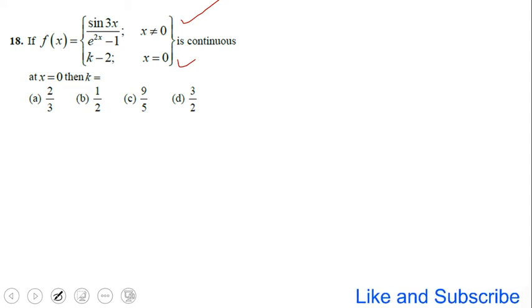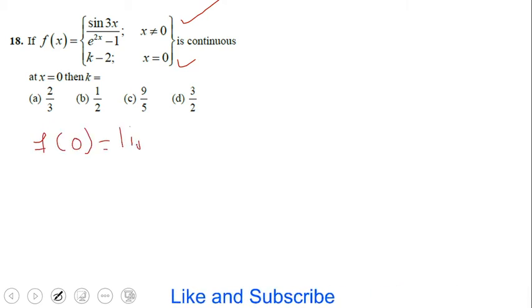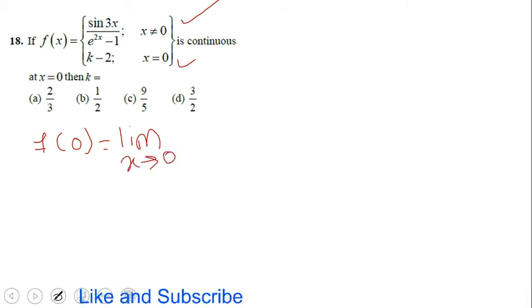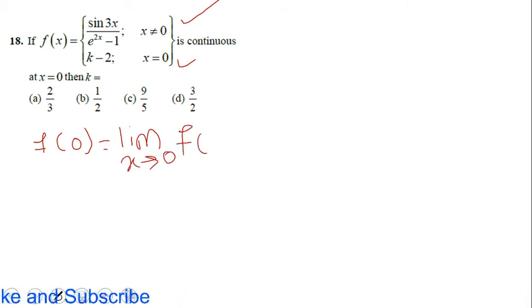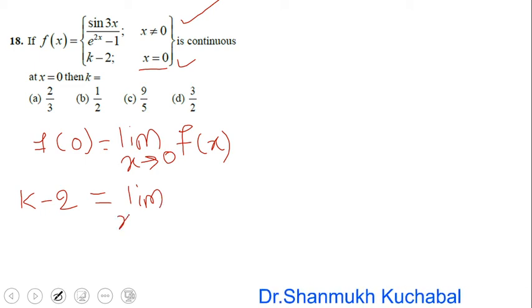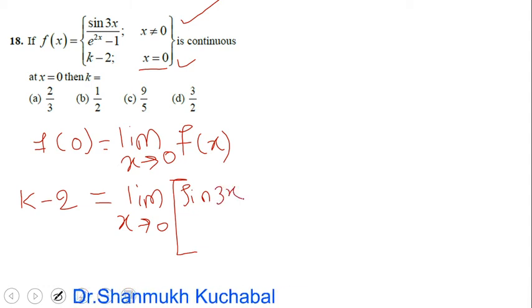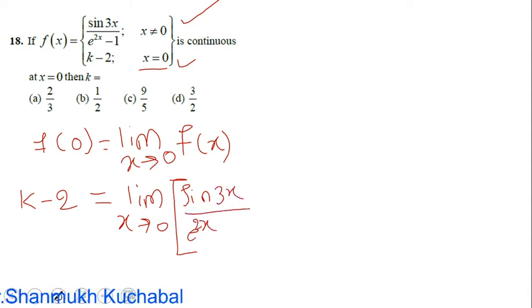So f of x is having two functions here. One is for x not equal to 0, the second is for x equal to 0. It is continuous at x equal to 0. We have to find the value of k here. So I am using that it is defined at 0, f of 0, I take the limit. So I am taking about the point 0 here. So f of x, for x not equal to 0, we have to substitute the value. f of 0 is k minus 2. So the LHS will be k minus 2. For the RHS, f of x we have to substitute here. So it is going to become sine 3x divided by e raised to 2x minus 1 here.